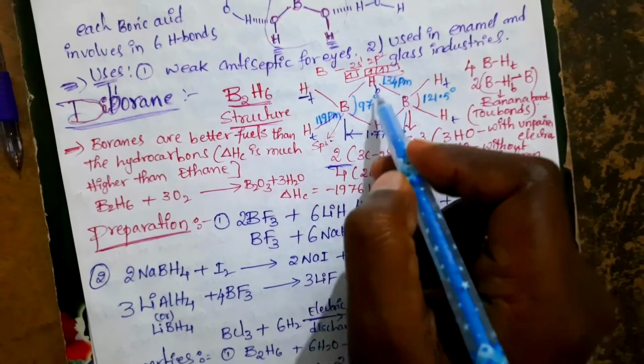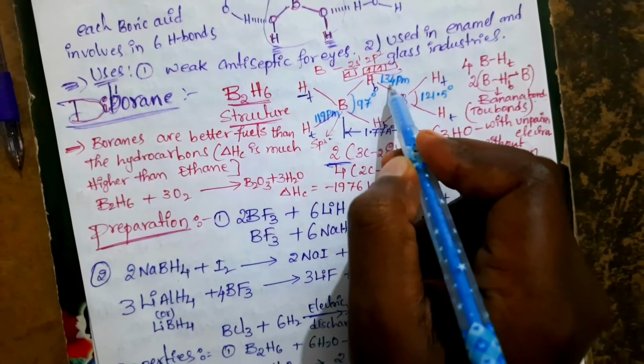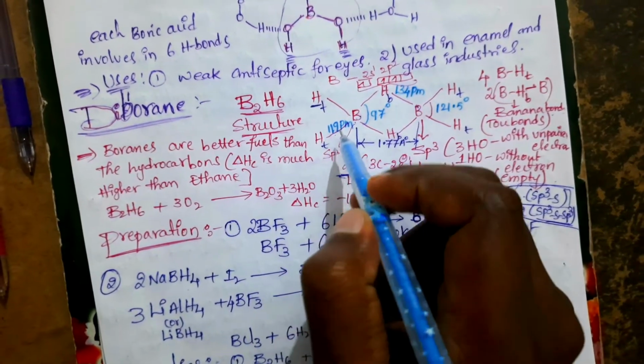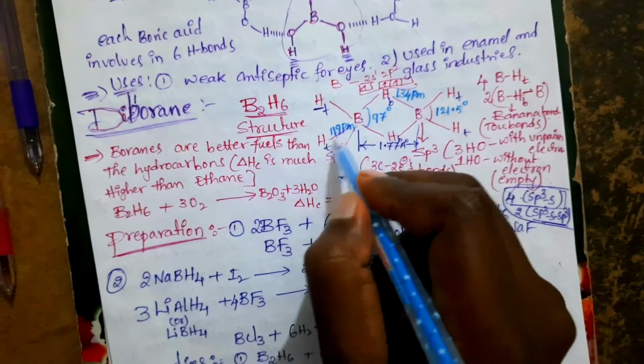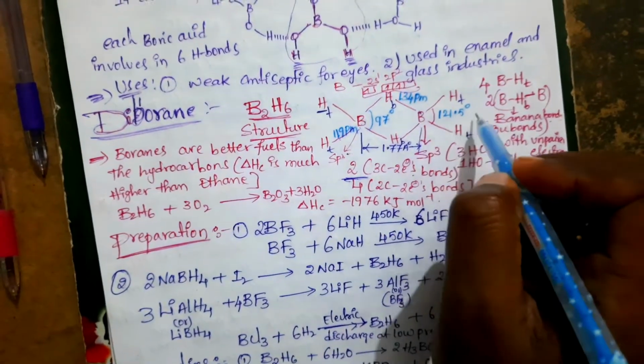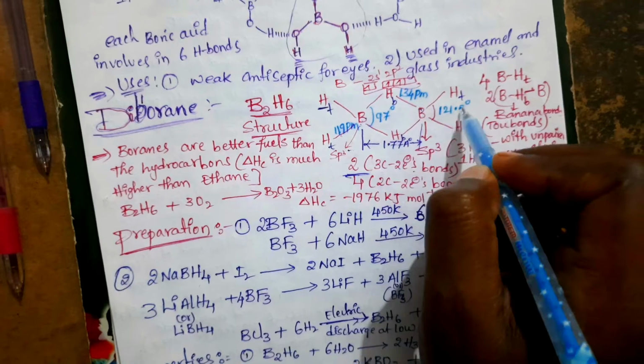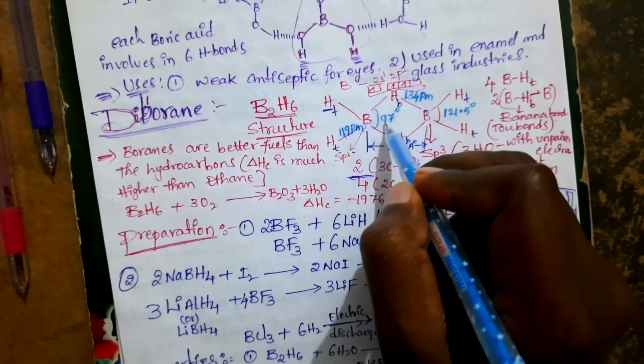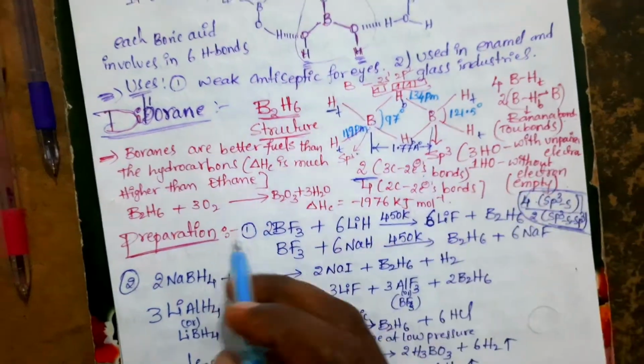Now here the bridged hydrogen to boron bond distance will be 1.34 angstroms or 134 picometers, and the terminal one 1.19 angstroms or 119 picometers. The bond angles are important. Here 121 degrees between the terminal hydrogen and boron, and between bridged hydrogen and boron 97 degrees it will be.